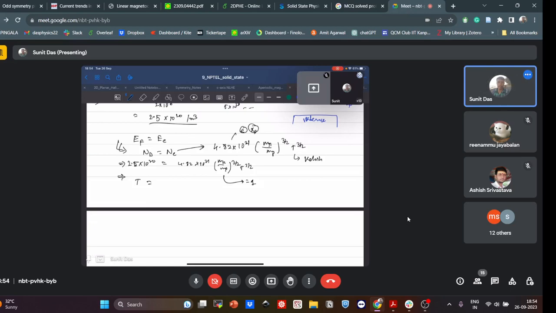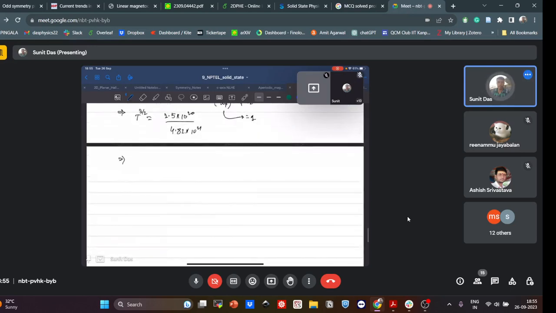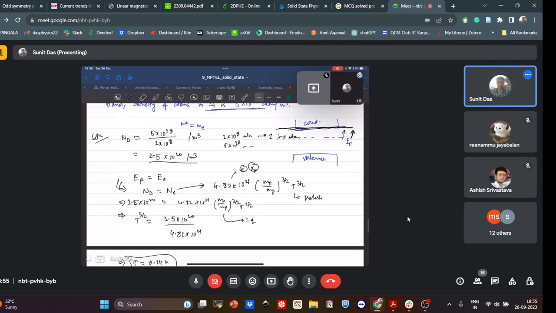So T to the power 3/2 will be 2.5 into 10 to the power 20 divided by 4.82 into 10 to the power 21. From this we can find T equal to 0.14 Kelvin. So at very low temperature, this Fermi level goes up to the conduction band edge. Okay.